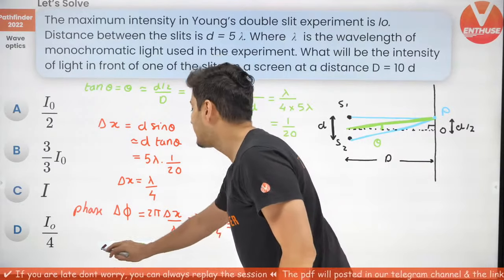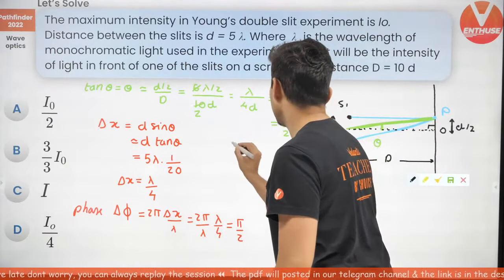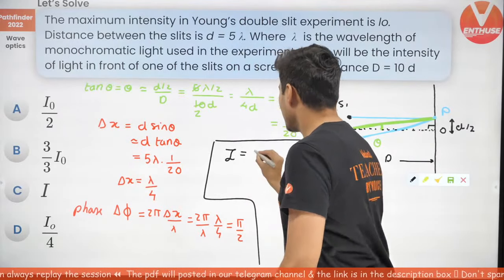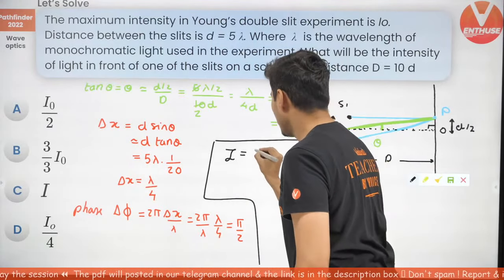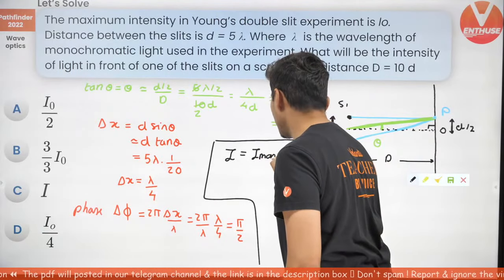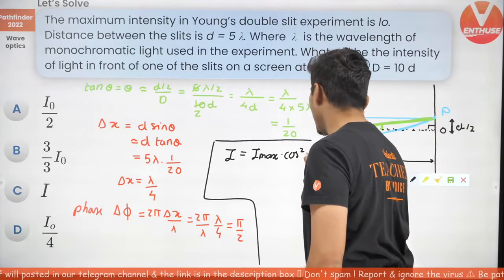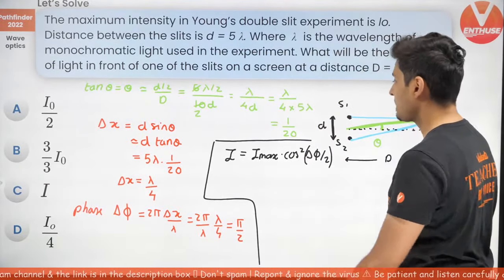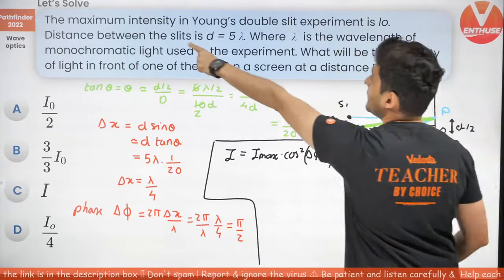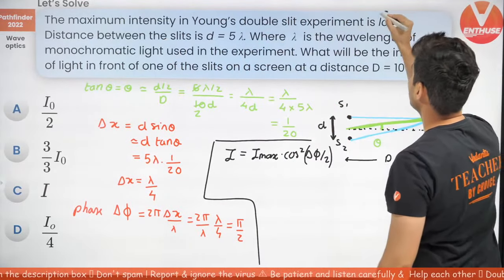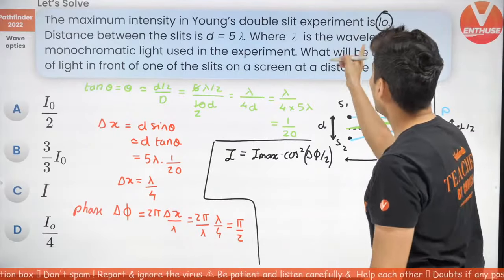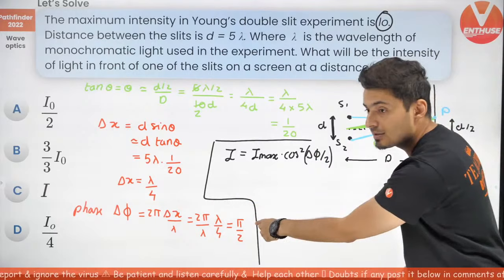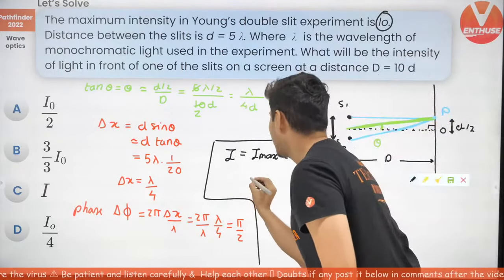Now the only thing remaining is the formula for intensity, which we all know. The intensity I is 4 I0 outside. That 4 I0 is basically the maximum intensity into cos square del phi by 2. That is your formula. According to the given question, the max intensity is I0. What is the intensity at some particular point? At that point, I have just found out the value of del phi. So let's just figure this out.